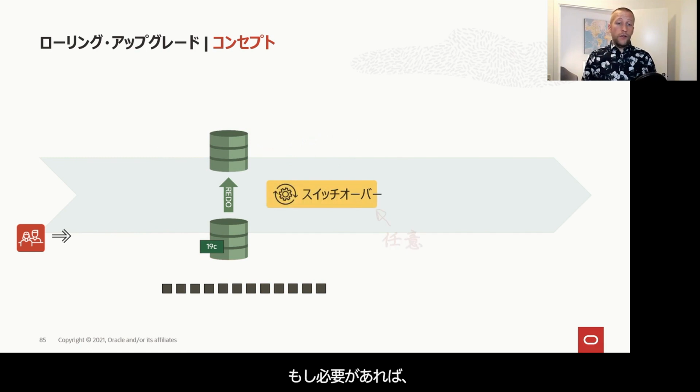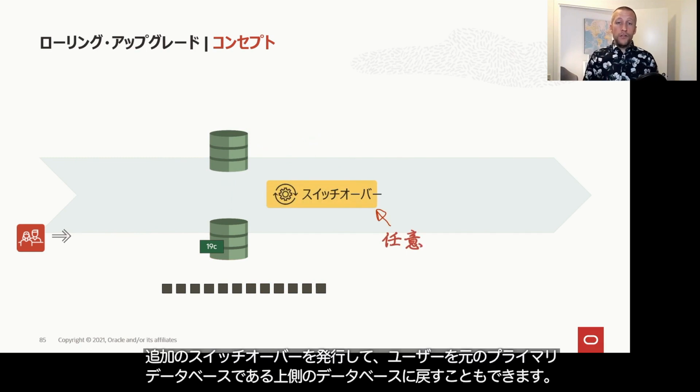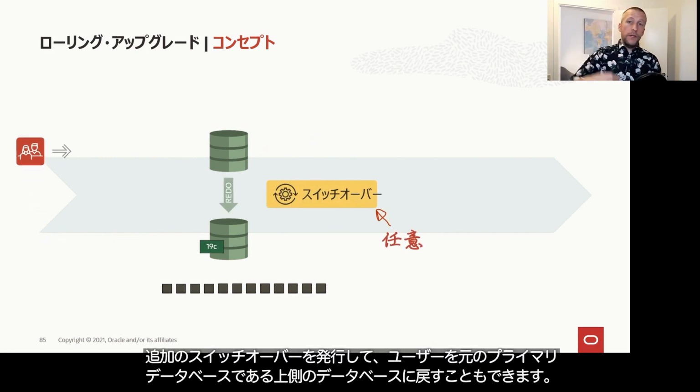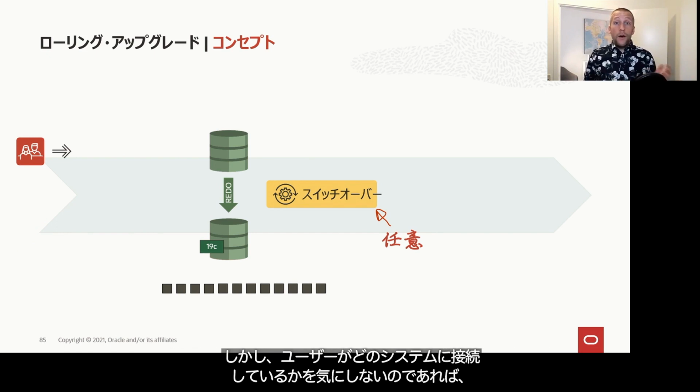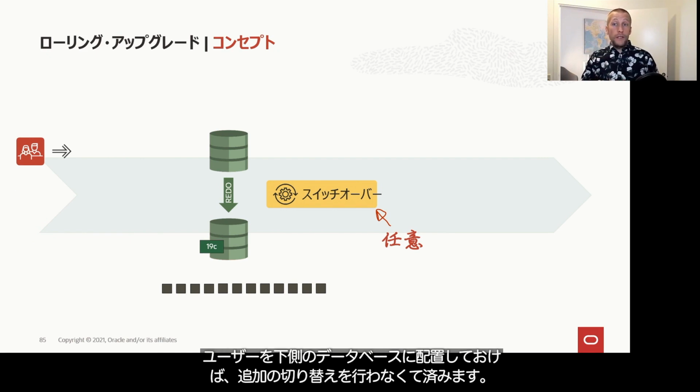If you want, and this is optional, you can issue an additional switchover to send the users back to the other database, which was the original primary database. But if you don't care on which system the users are connected, you can just keep them on the lower database and avoid the additional switchover.